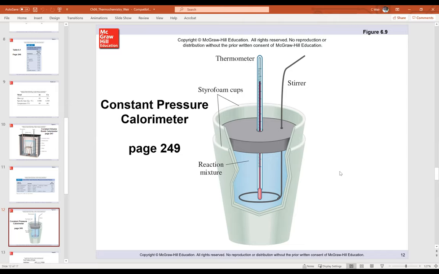This is a common way, if we were meeting on campus, we would be doing coffee cup calorimetry, which is what one of our labs will have us do, where we'll mix a little bit of chemicals to figure out what we call the heat of the reaction.